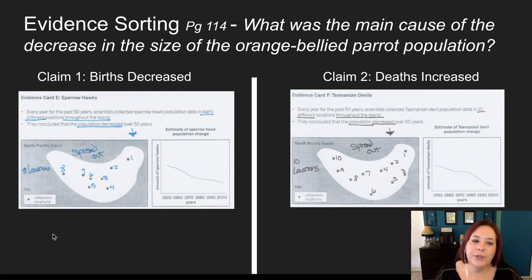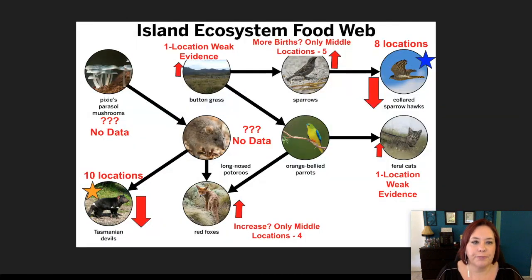Let's take a look at our food web and see how this could be the case. If our sparrowhawks decrease, there could be an increase in sparrows, because remember, the energy storage molecules are transferring this way. Fewer collared sparrowhawks means there's less eating going on of the sparrows, which means they could increase. Now, an increase in sparrows could cause a decrease in our button grass. According to our evidence, it does say that there was an increase in button grass, but remember, this is weak evidence because there's only one location.